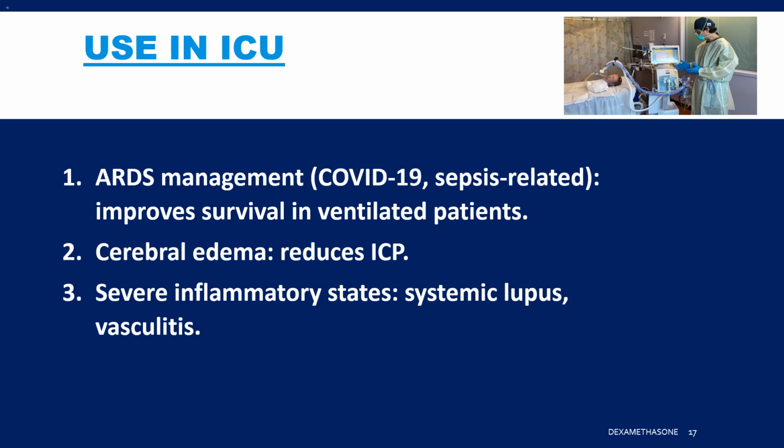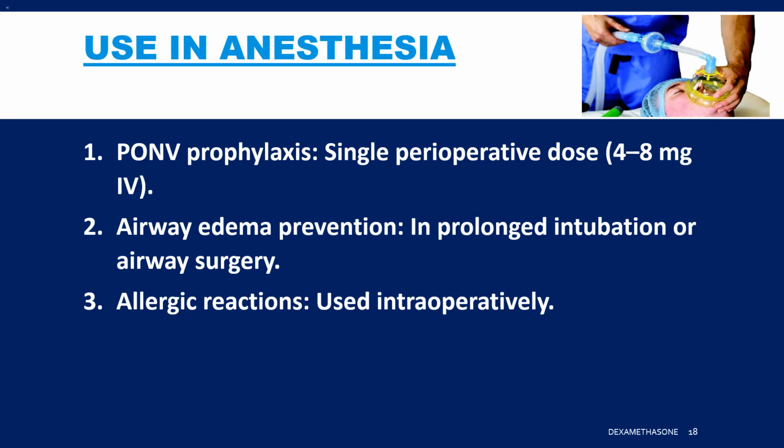3. Severe inflammatory states. Dexamethasone is used to manage severe inflammatory conditions such as systemic lupus erythematosus and vasculitis, helping to reduce inflammation and prevent organ damage. Use of dexamethasone in anesthesia. 1. PONV prophylaxis. A single perioperative dose of dexamethasone, 4-8 mg IV, is effective in preventing postoperative nausea and vomiting, PONV, in patients undergoing surgery.